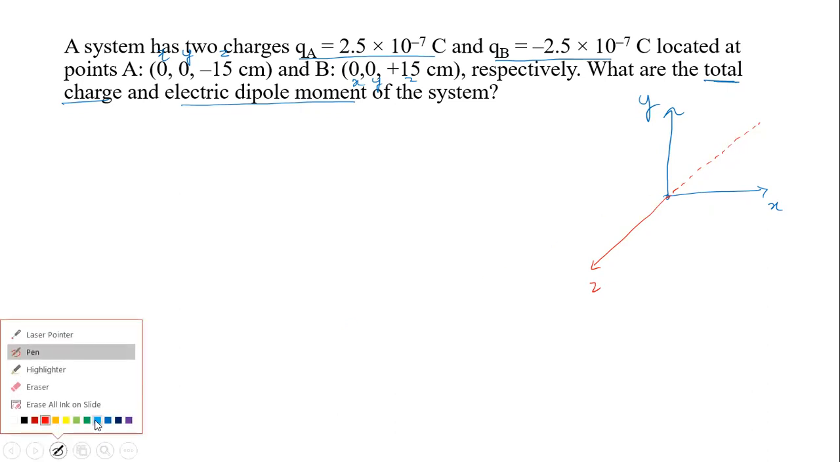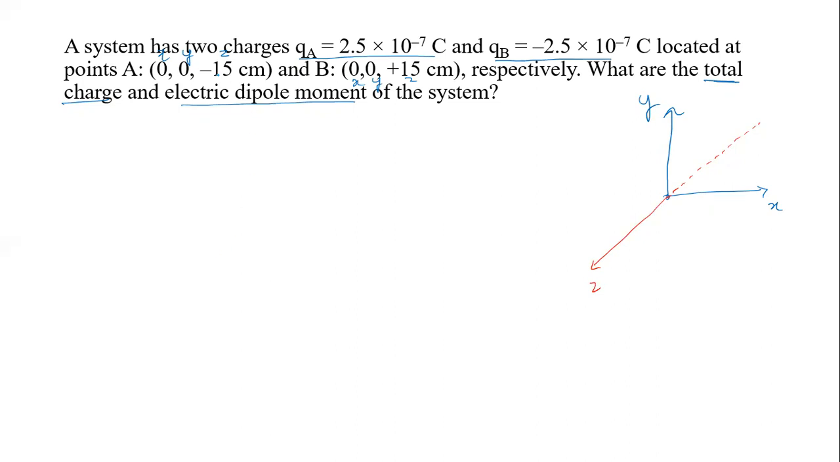Now where are the charges located? Look at the diagram very carefully. One charge is at minus 15 somewhere here, so it is (0, 0, -15) centimeter. And the other is at plus 15 somewhere here, that is (0, 0, +15) centimeter. This is the center of the dipole, with the first charge QA and the second charge QB.